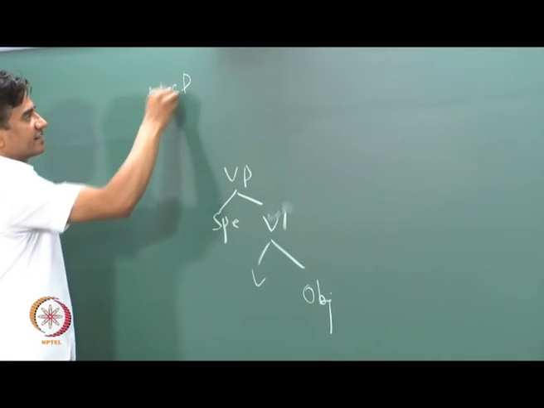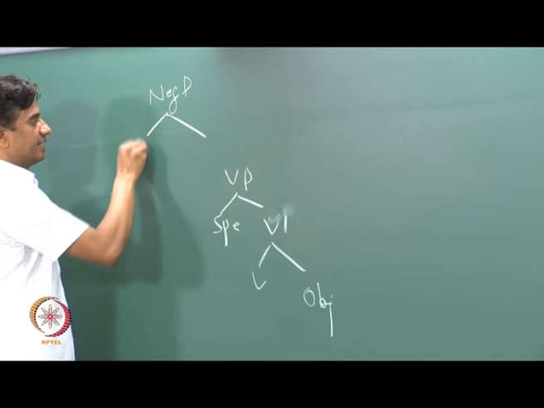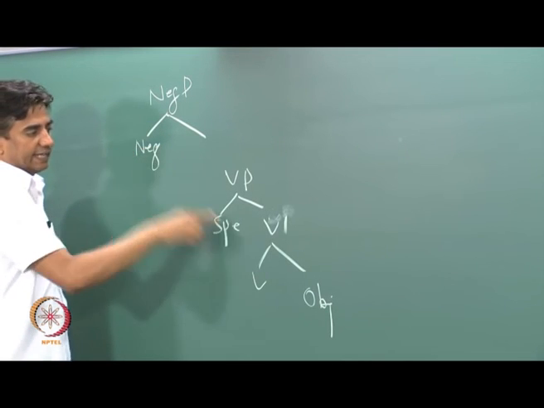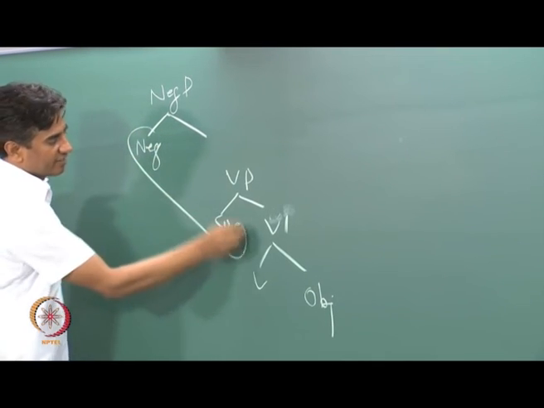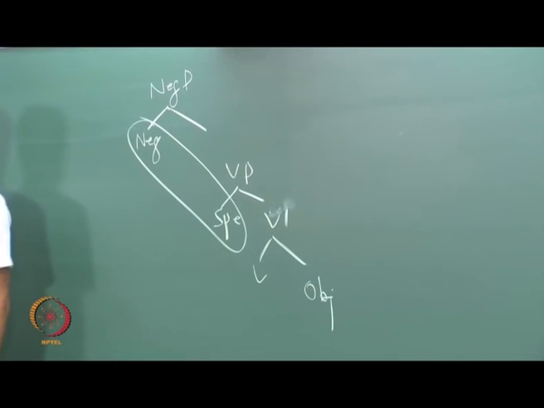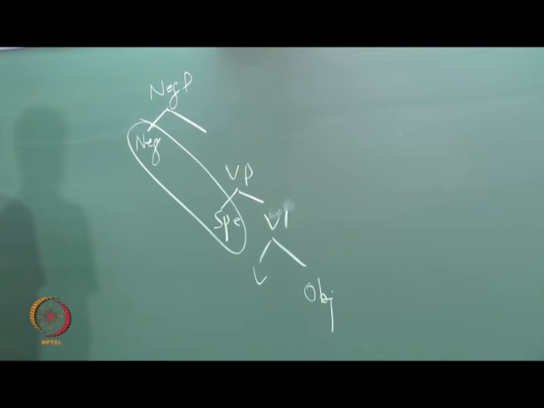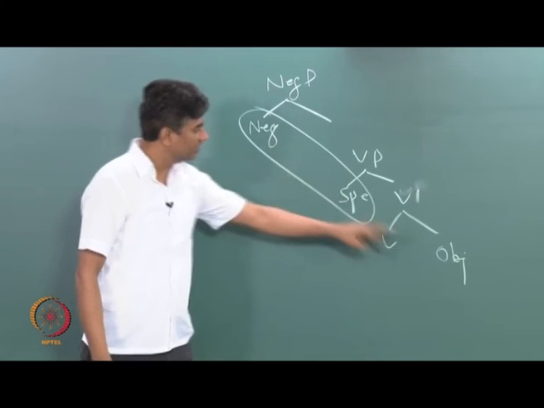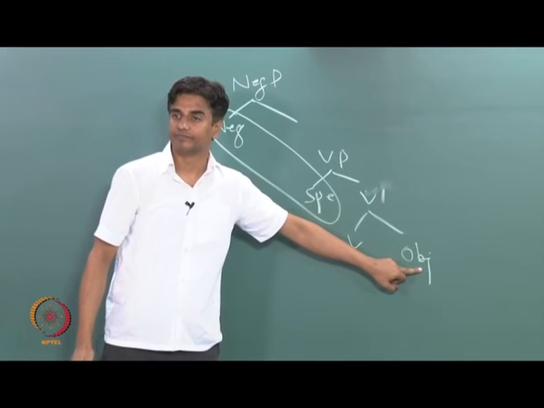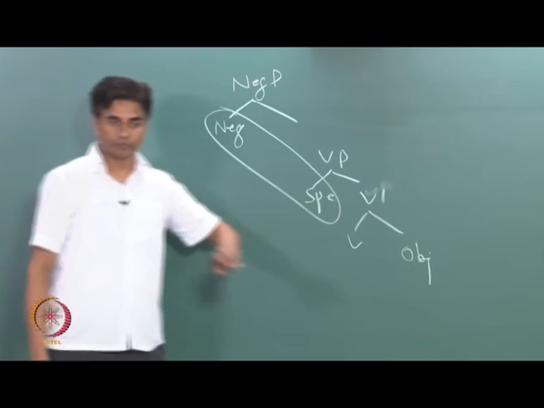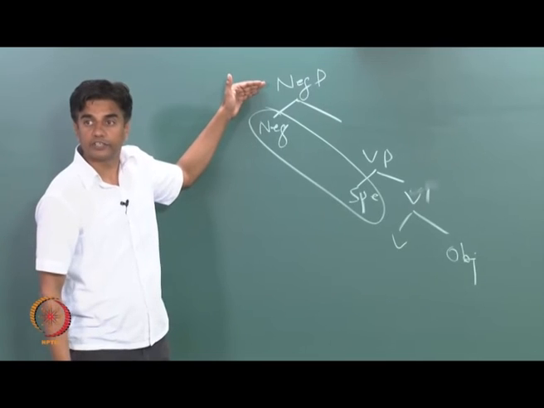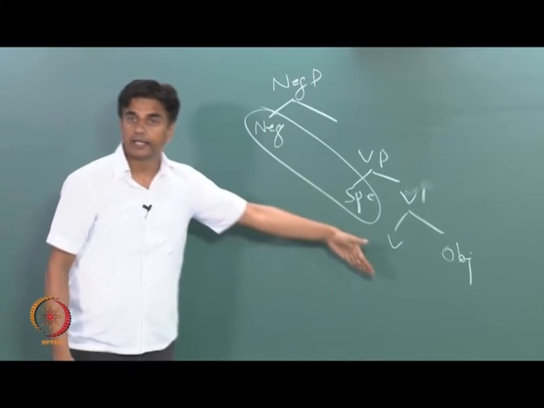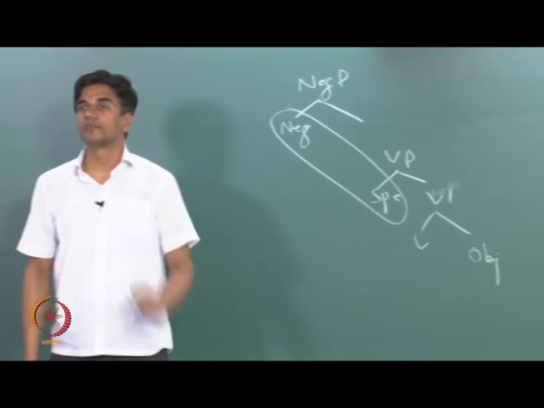Negation. From here, can C-command this position? Okay? Can C-command this position. It can also C-command this position. Alright? Therefore, negation being in the functional domain helps licensing configurations.